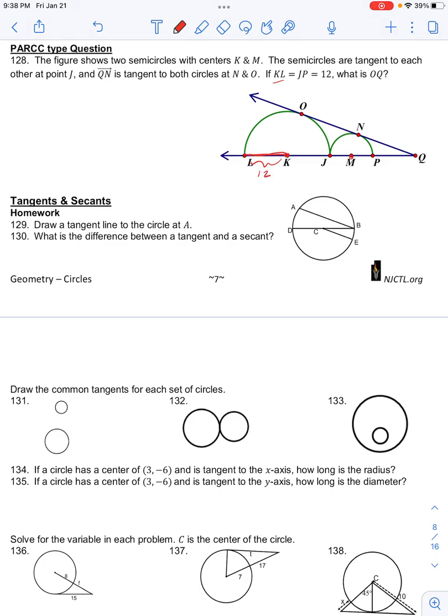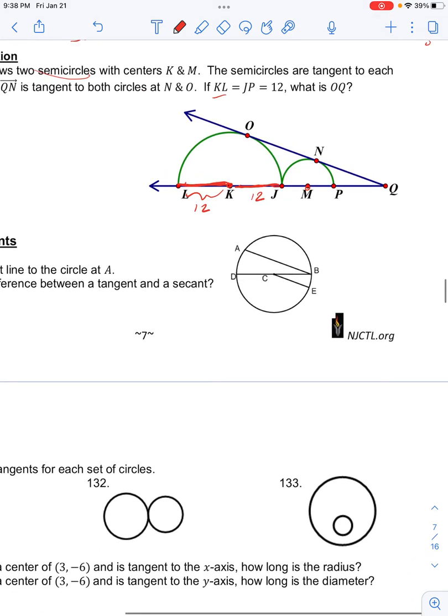And if this is a radius, because it lies on the diameter, if there are semicircles, then this length KJ must also be a radius, so that will also be equal to 12. Then we know that JP is 12. So if JP is 12, this distance is 12, and that is a diameter because it is a semicircle, then the radius would be half of that, which would be 6. So we have all of our parts labeled so far.